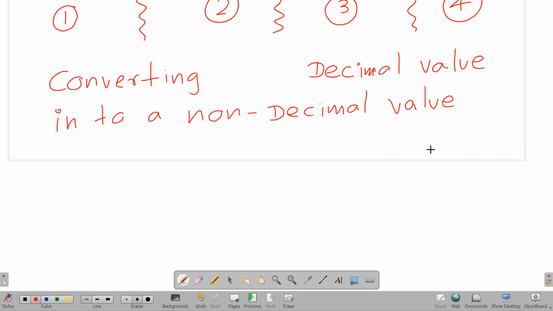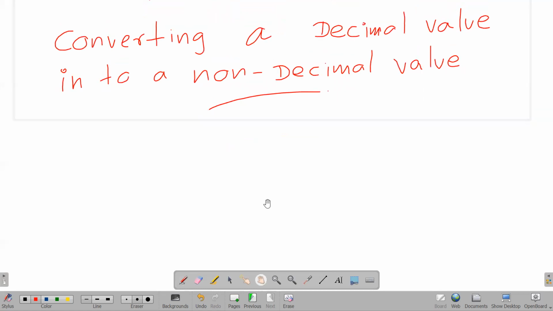Right. So this is going to be your heading: converting decimal values. Converting a decimal value into a non-decimal value. As I mentioned to you last week, this is about division and multiplication. In the conversions, you can find several different divisions as well as multiplications.